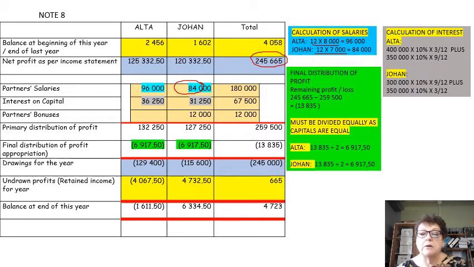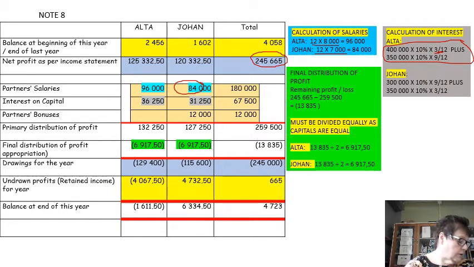Then for the interest on capital, both of these partners changed their capital during the year. So make sure that you understand this calculation. Alta first had 400,000 at 10% until the 1st of June, which gives you 3 of the 12 months. Then she withdrew 50,000 on, I think, the 1st of June. So the capital changes to 350,000 for the 9 months.